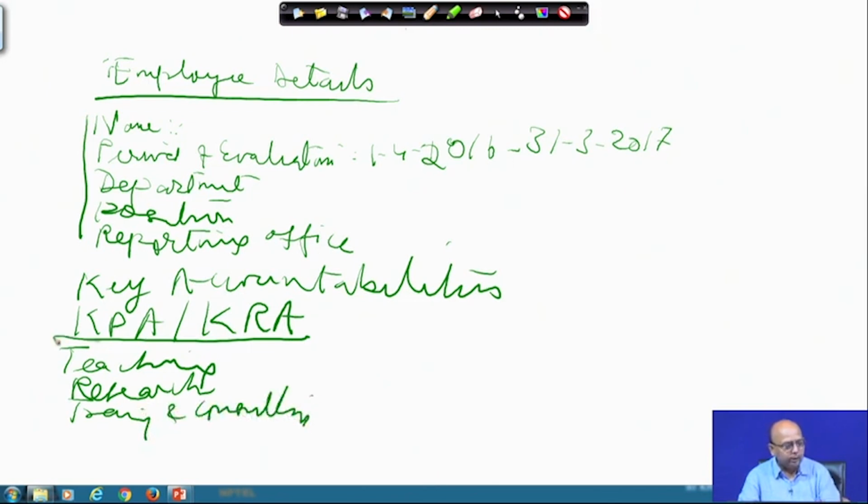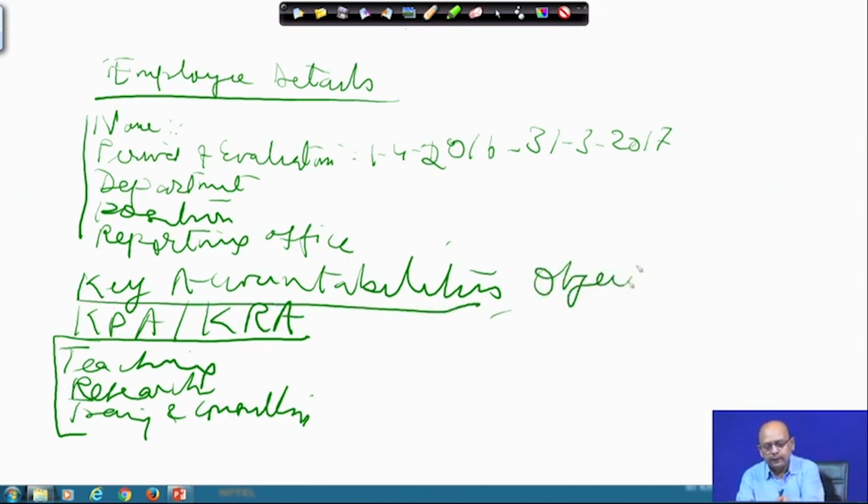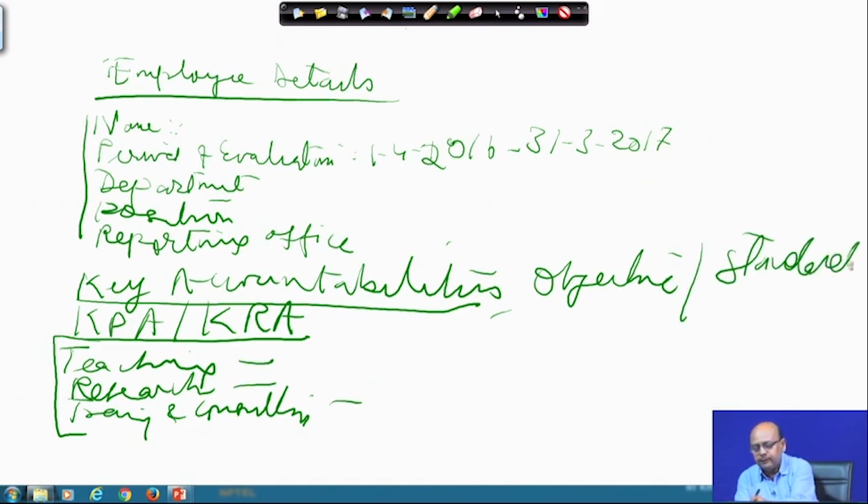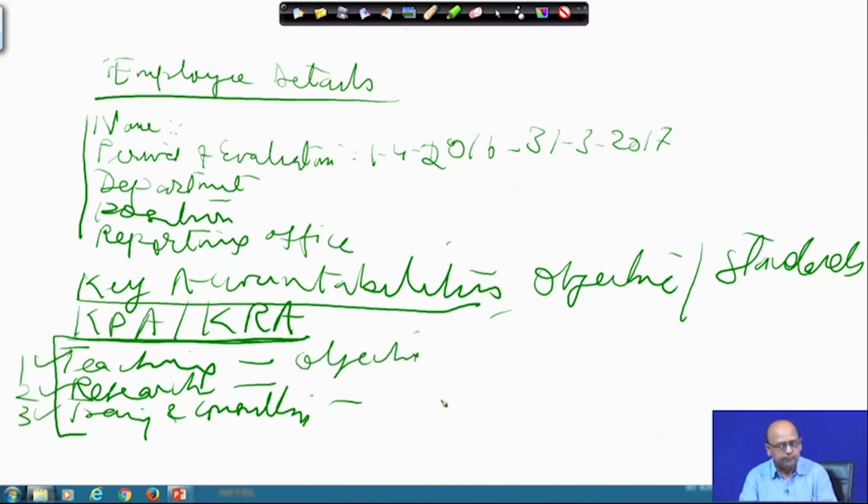So, these are the key accountability areas that you are writing. Then for each of them you are also writing what are the objectives in each of these areas. Then you are also writing standards against which the performance will be evaluated. So, you are not only writing KPAs and KRAs, but for each of these 3 objectives 1, 2, 3, you are also writing what are the objectives that is to be achieved. For example, you say that okay, teaching 2 courses, publishing 2 papers, bringing 20 lakhs rupees, something like that.